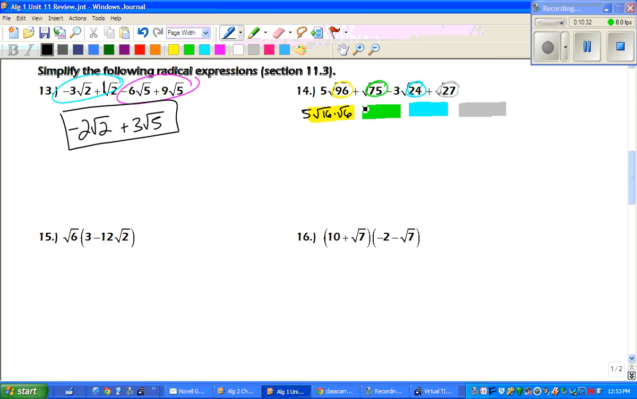This is why, guys, if you can't do problem number 1, you are kind of not in a good position, okay? 75 is 5 and 3. 24 is 4 and 6. And then 27 is 9 and 3. Okay, so you see how we broke each one of those down? And now we need to keep doing it, because square root of 16 is 4. That can break down. Square root of 4 is 2.